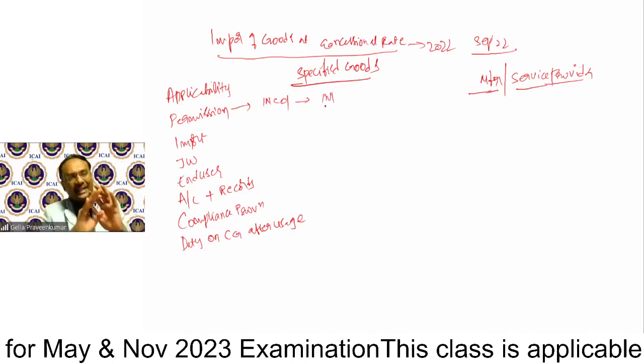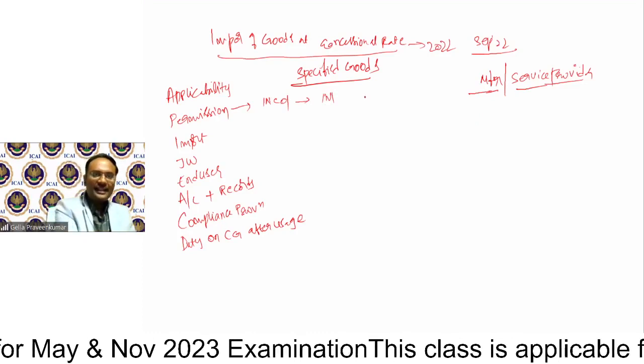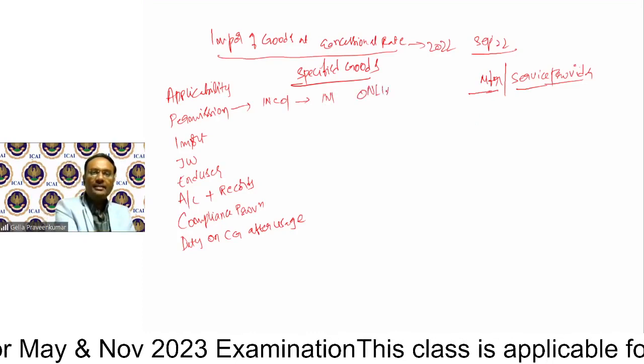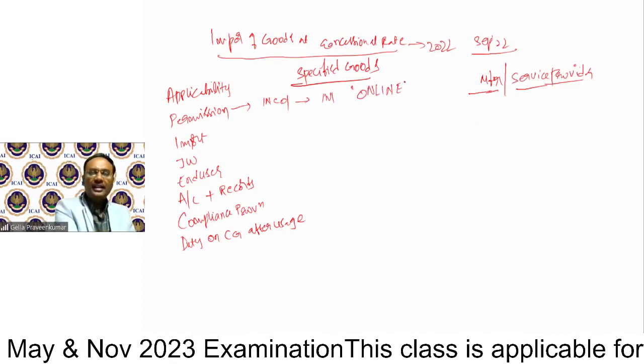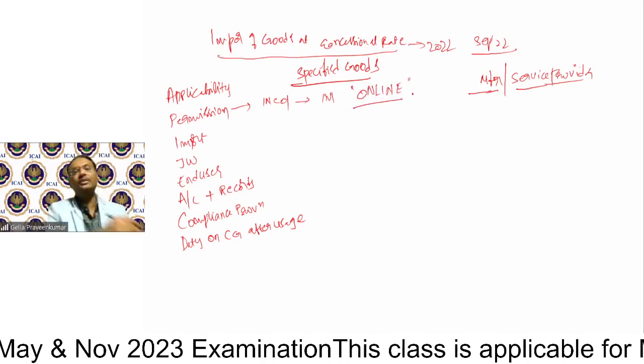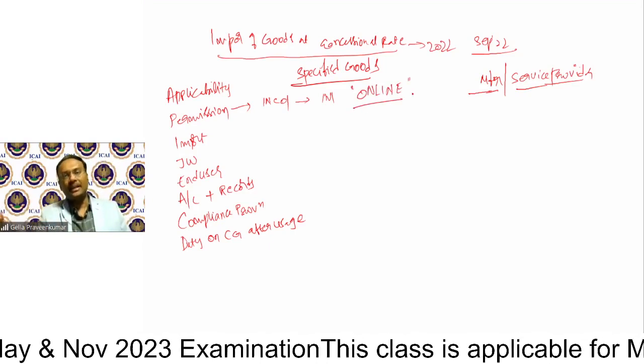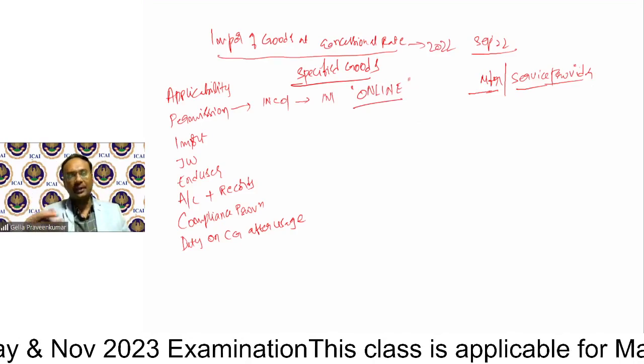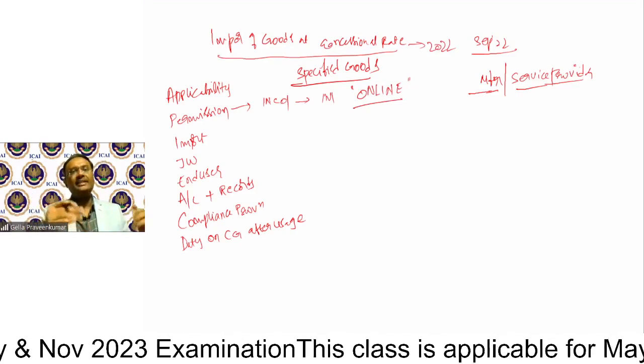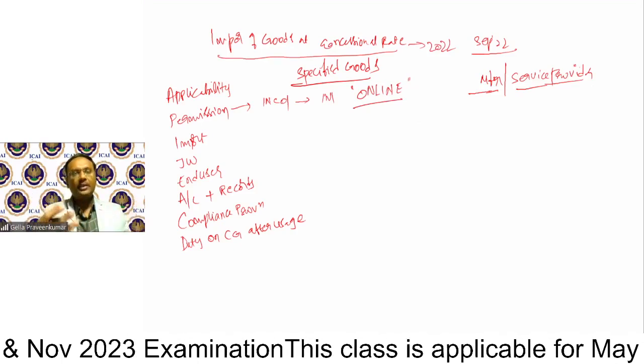So it is everything online. After GST has come, online is the mantra for everything. Earlier, I used to go to the customs jurisdiction AC or DC, make an application physically and get a permission. Now, it's an online application. It's like your LUT or bond.